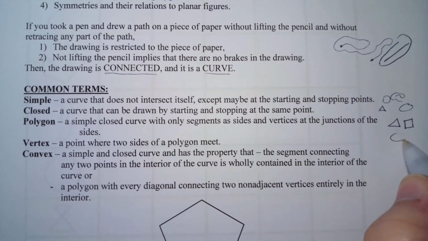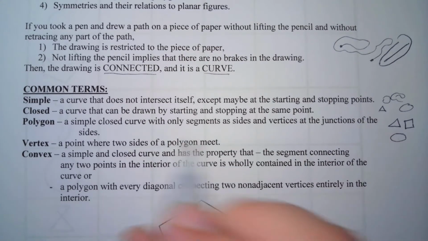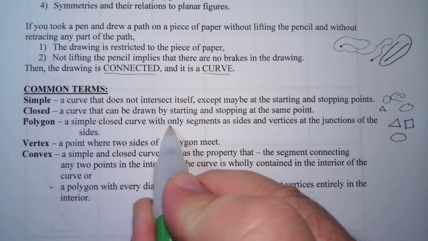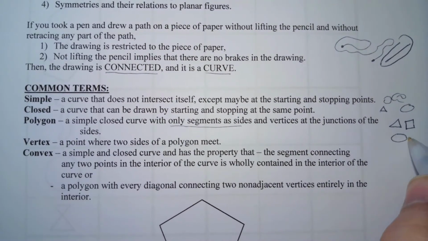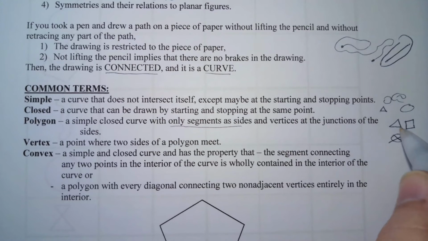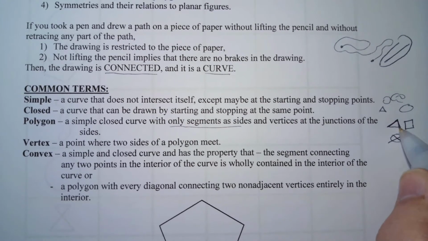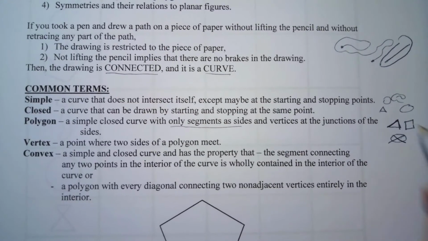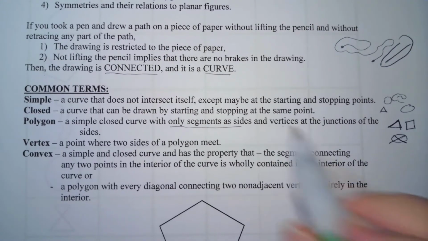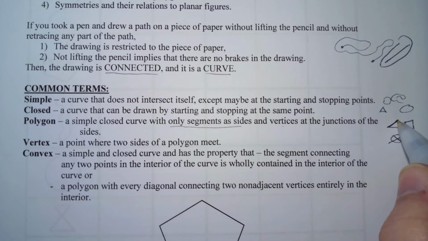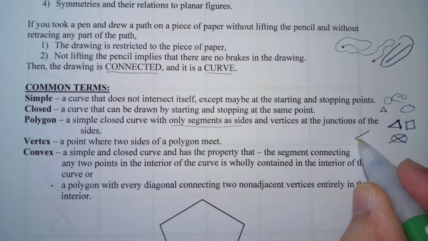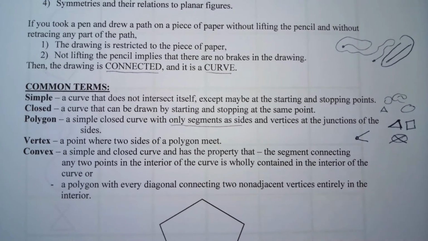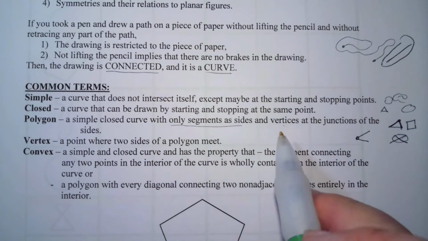or an oval. But the problem is, now it says conditions with only segments as its sides. This oval is not made up of segments. A segment is a straight line that has a beginning and an end point. Vertices are the points where 2 lines intersect. So if I have a segment there, that's a vertex. So the vertices are the junctions.